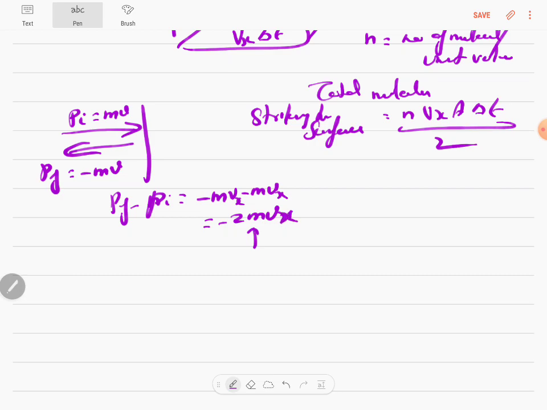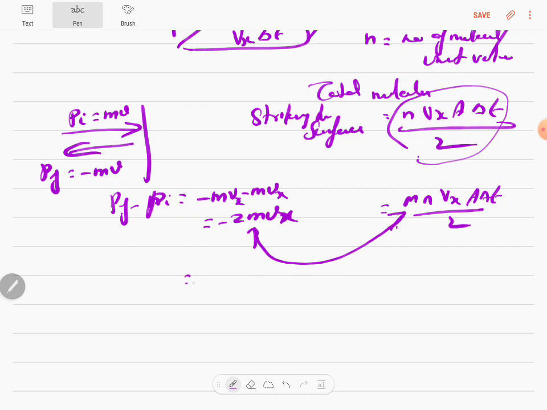To find the mass, you know this is the number of molecules that's striking the surface. You can simply multiply this with m, because small m is the mass of one molecule. So it's m n vx A into delta t by 2 will be the mass here. Okay, so on substituting, the 2 and 2 get cancelled. So you will get minus 2 m n vx A delta t into Vx, which makes it Vx square by 2, where 2 and 2 get cancelled. That's the change in the momentum delta P.